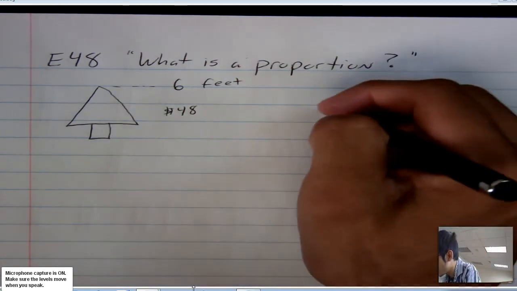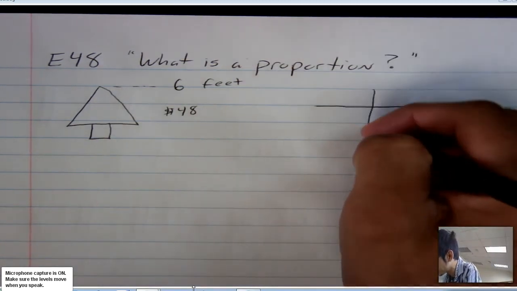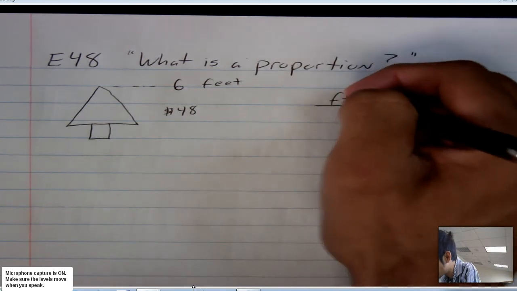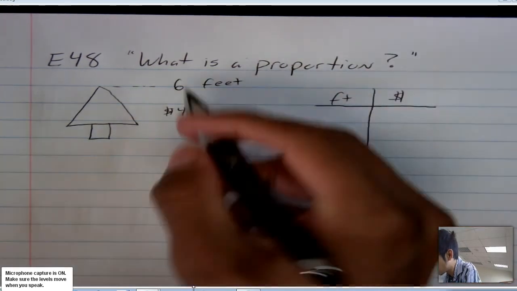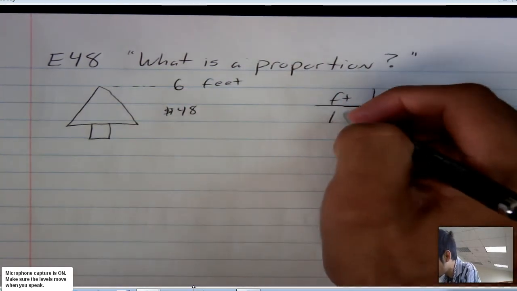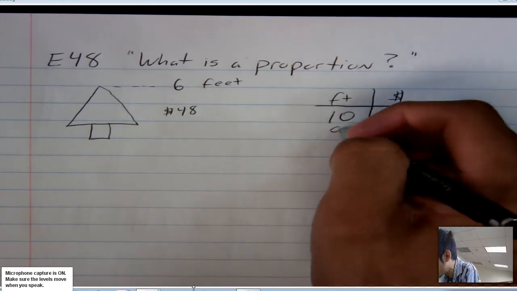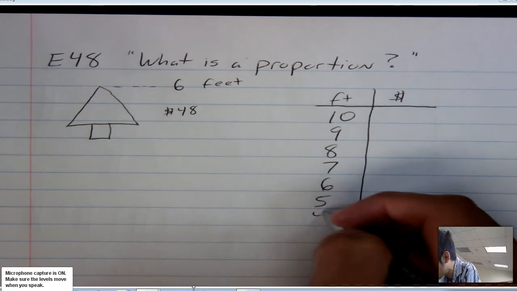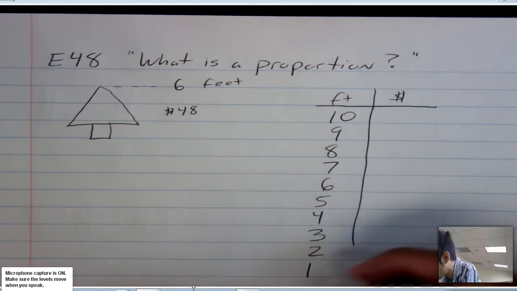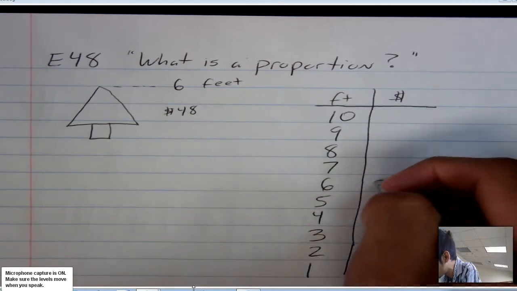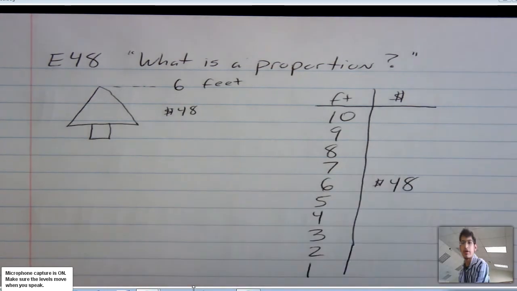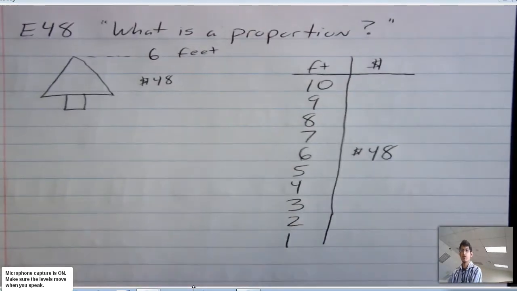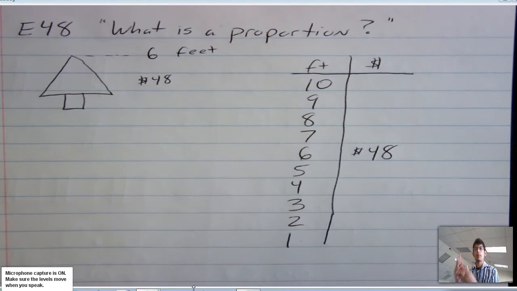So let's make a ratio table here, and let's write feet, and let's write dollar signs. So for my Christmas tree, I want to know how much it is for 10 feet, and let's go on down: 10, 9, 8, 7, 6, 5, 4, 3, 2, and 1. So my 6-foot tree cost $48. Whenever I'm making a table, I want to go for the 1 first. Let's figure out how much 1 costs.